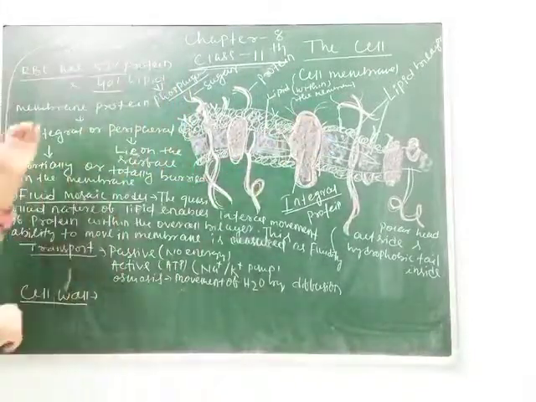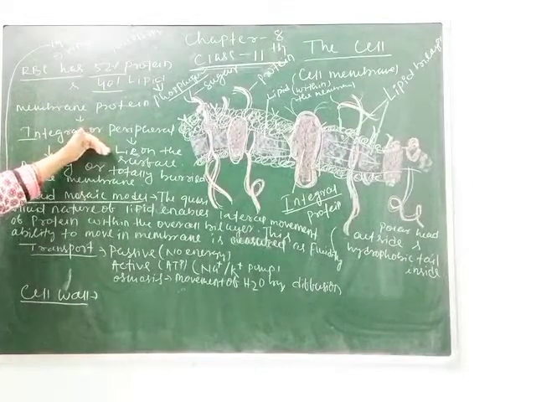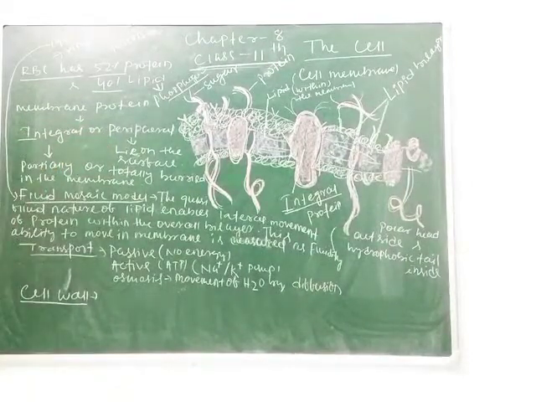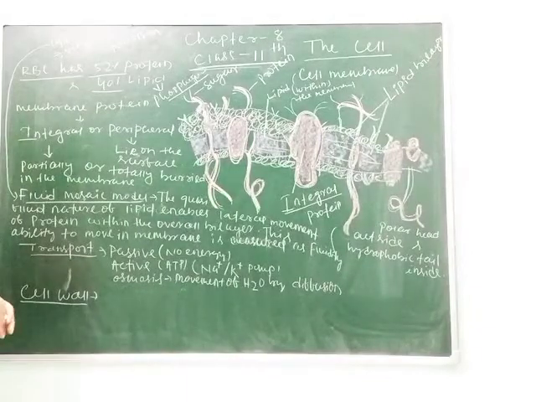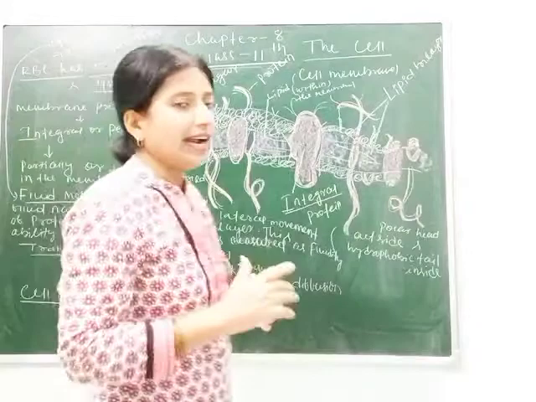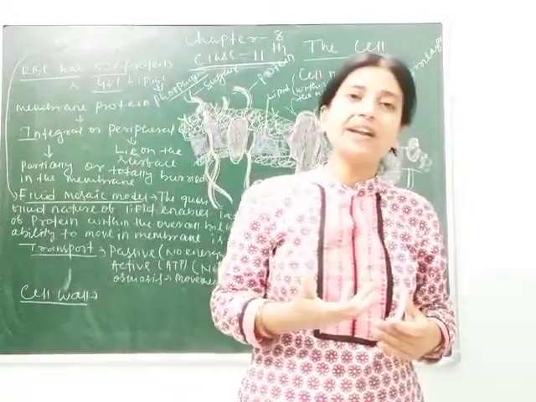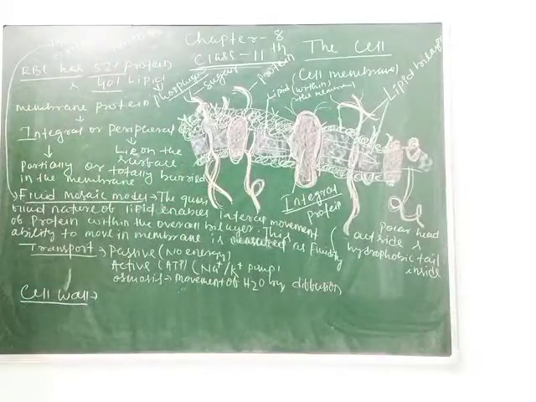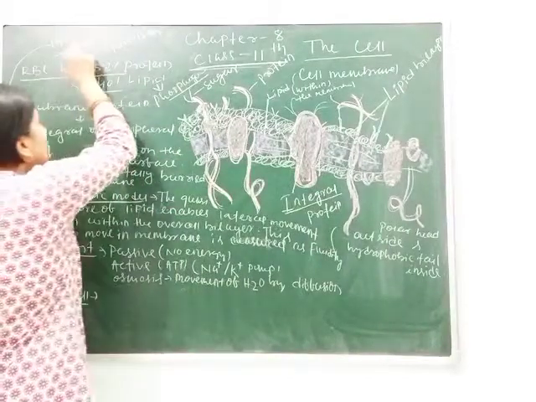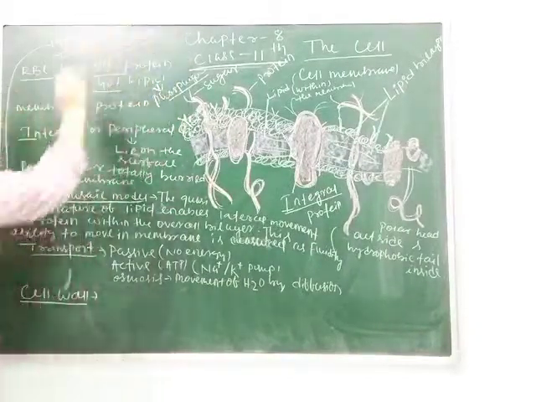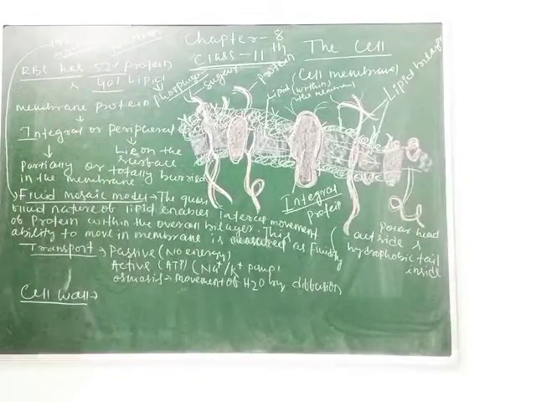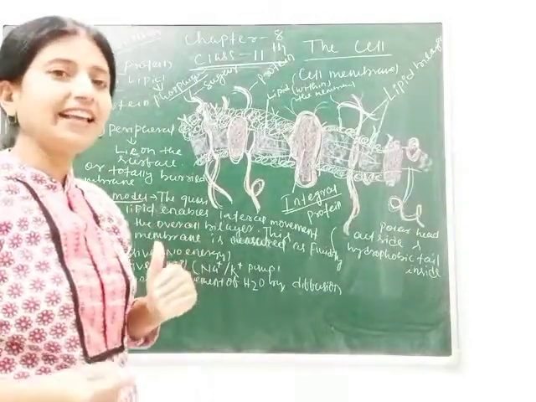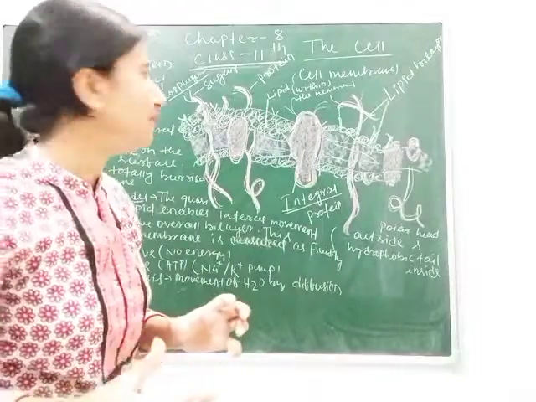So, as I have told you, after the discovery of microscopes it was found that integral proteins and peripheral proteins are present in different ratios and in different arrangements on the cell membrane, due to which in 1972 Singer and Nicholson gave another theory on the cell membrane, and they explained the nature of the cell membrane.